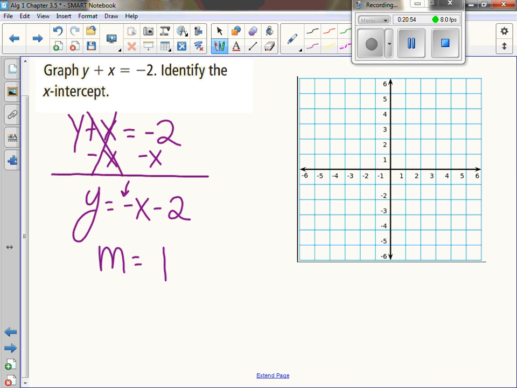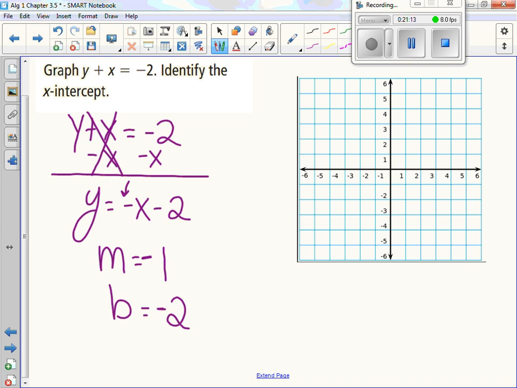It is what? It is a negative 1. Since there's a negative sign in front of x, the 1 is going to have to be negative. And the value of b is negative 2.